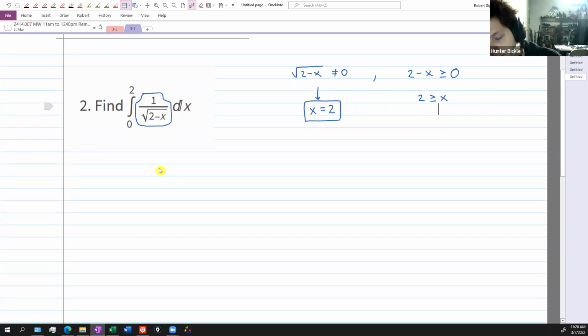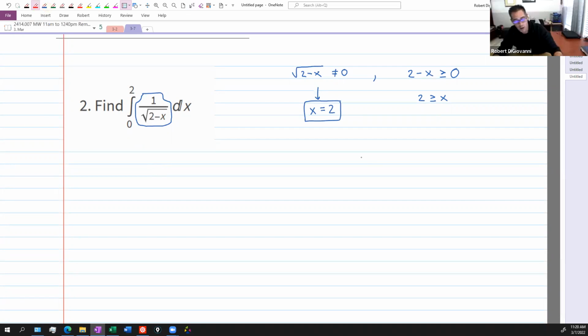So I have a problem at 2. That's all you really need to take away from that. You have a problem at 2. So now I put my interval, I'm going from 0 to 2, right? And I have an issue at 2, right? This is where I have a problem. And so I'm going to need to approach 2 from the left.